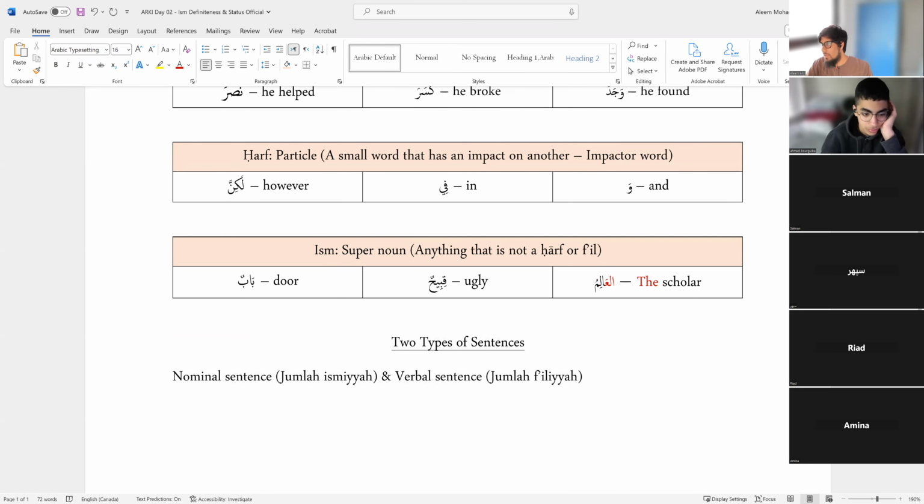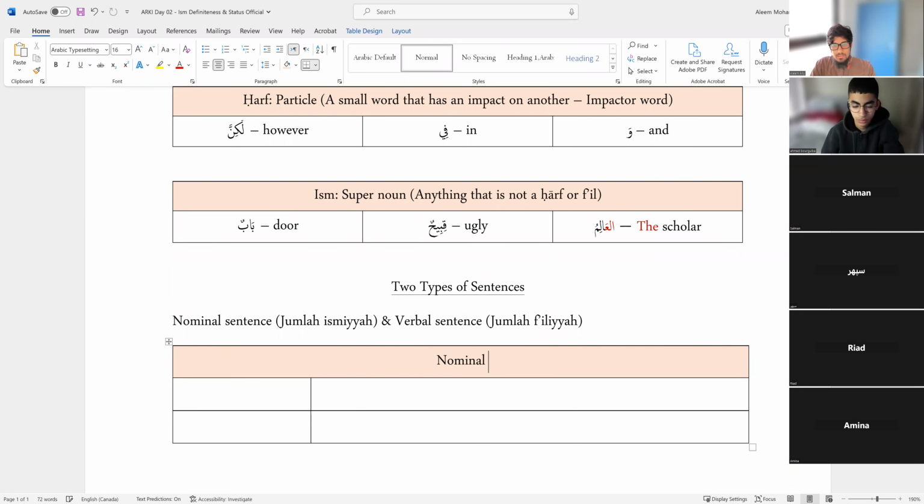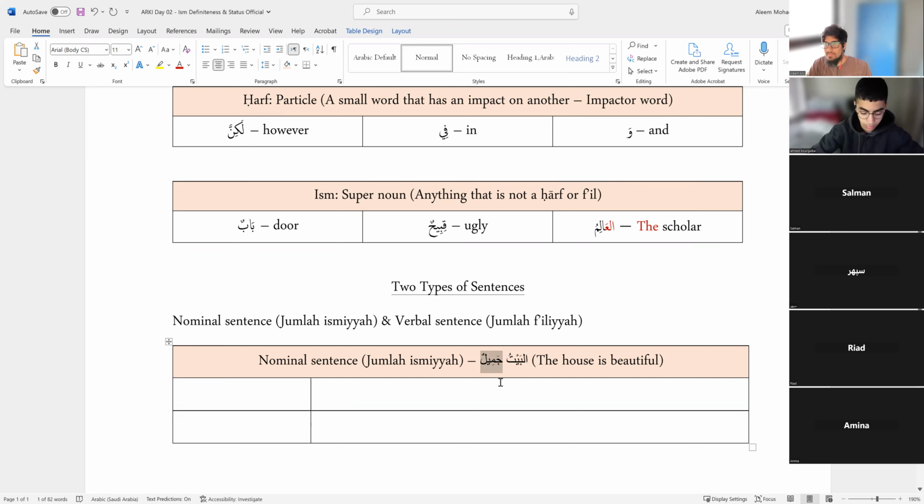So let's take a look at the breakdown of them. Okay, so the first one is our nominal sentence, which, as we said, is called a jumla ismiya. And our standard template for that is al-baytu jamilun, right? Which means the house is beautiful. If I wanted to say the house is ugly, what word would I use here, guys? Good stuff. Yep, we would say al-baytu qabihun, and that would become the house is ugly, right?